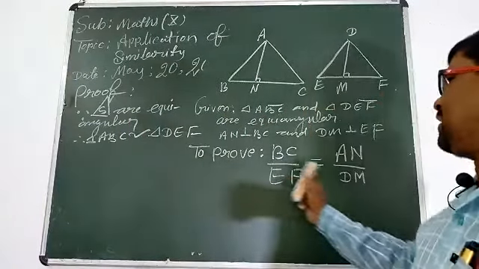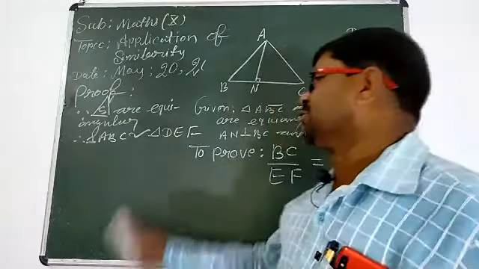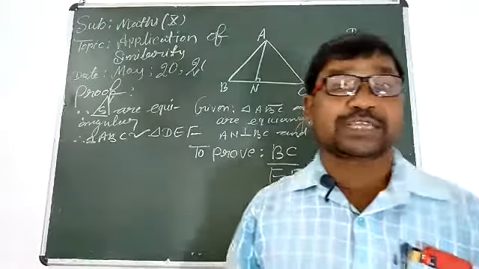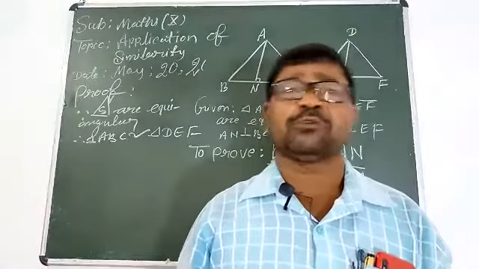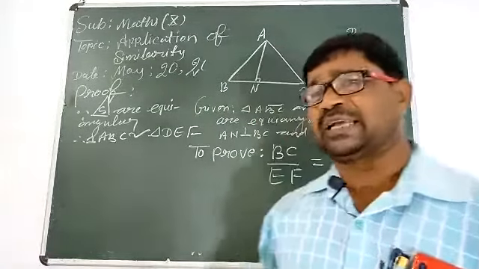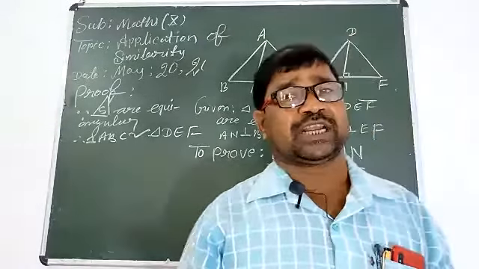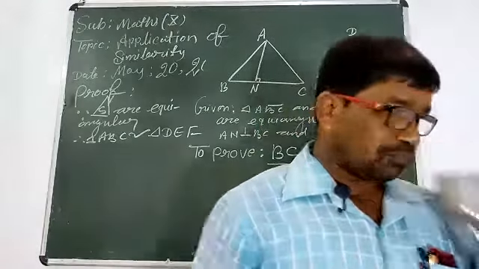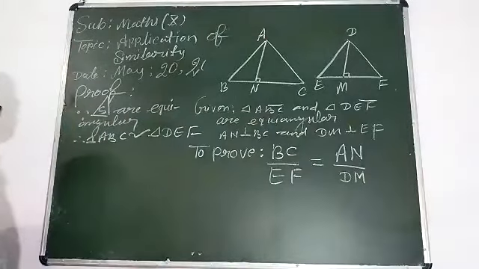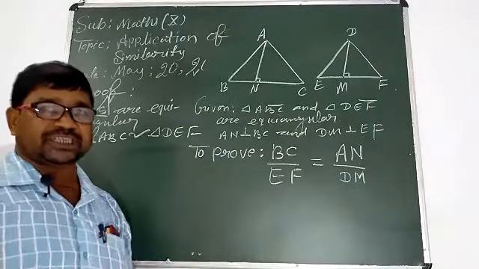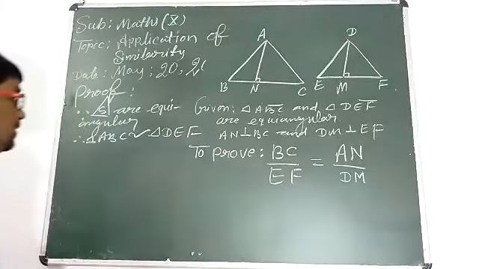Triangle ABC is similar to triangle DEF. Why similar? Because they are equiangular, so their corresponding angles are equal. In this way, you can say by the criterion of similarity AAA, these two triangles are similar. Understood? By the help of which criterion? AAA, because the triangles are equiangular.